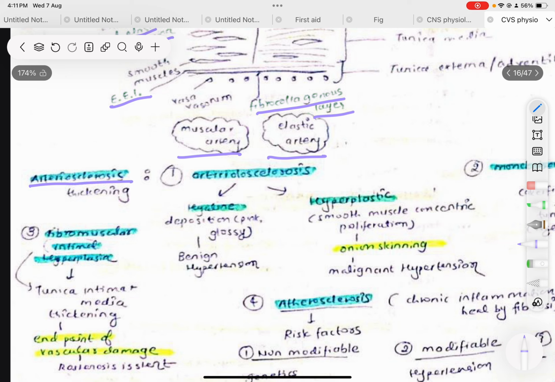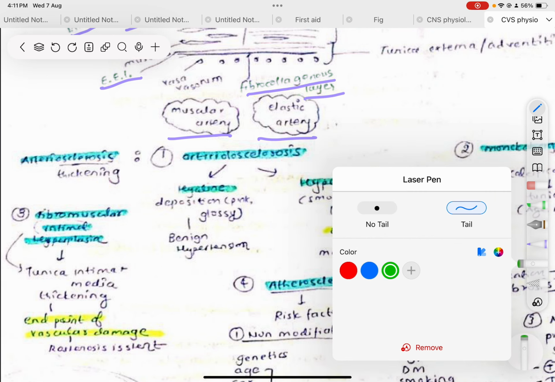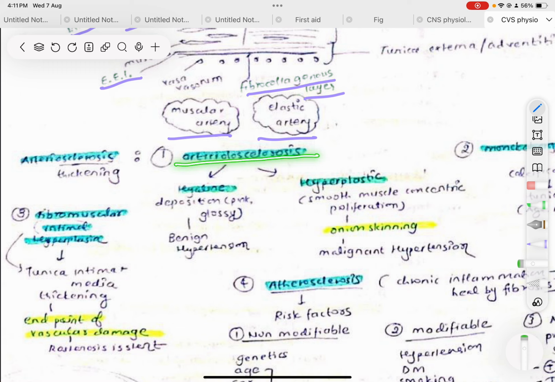Now, first arteriosclerosis. So, what is arteriosclerosis? Arteriosclerosis means thickening. So, there will be thickening of the arterioles. Now, this arteriosclerosis has mainly two types: hyaline and hyperplastic. So hyaline will occur in benign hypertension and hyperplastic will occur in malignant hypertension.